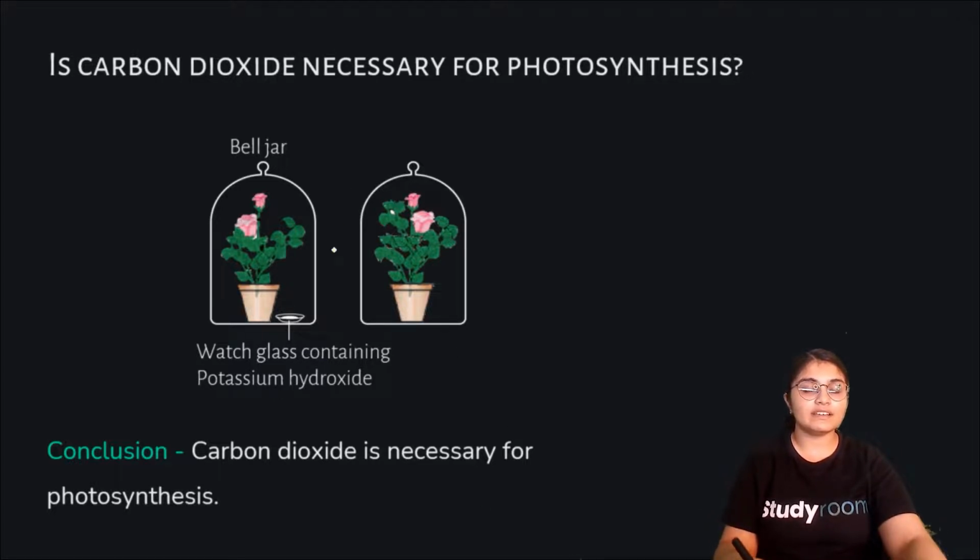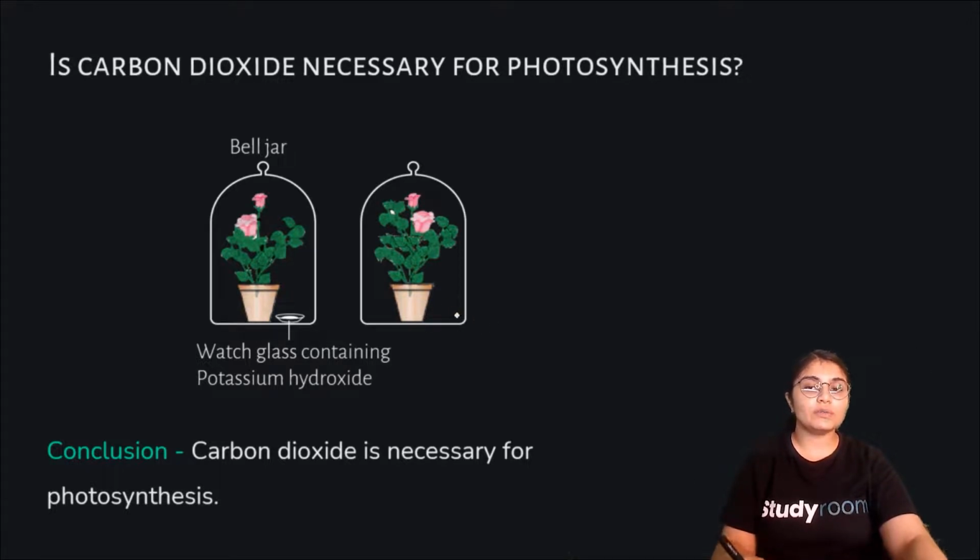So we can see here, this is how we are going to do it. We'll cover them with separate bell jars and then use Vaseline to seal the bottom of the jars to the glass plates so that the setup is airtight. Now we'll keep the plants in sunlight for 2 hours, and then we'll pluck a leaf from each plant and check for the presence of starch. Meanwhile, with one of the plants we'll put a watch glass containing potassium hydroxide, and in the other we won't put anything.